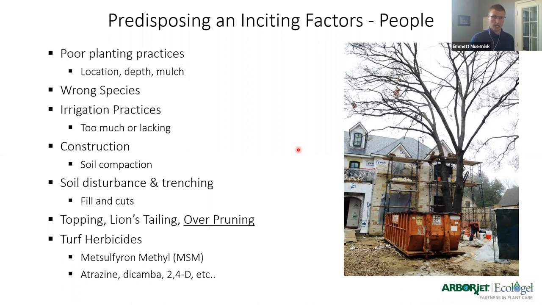And then the turf herbicides, these are inciting factors. We talked about MSM, atrazine, dicamba, 2,4-D, those are some other ones that can affect trees, as well as that Roundup Extends that I talked about.